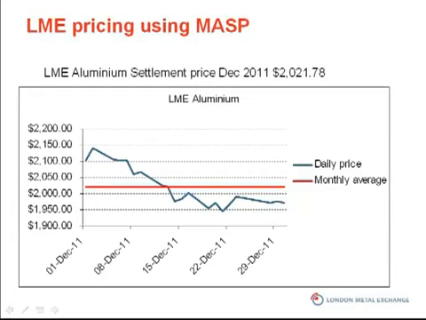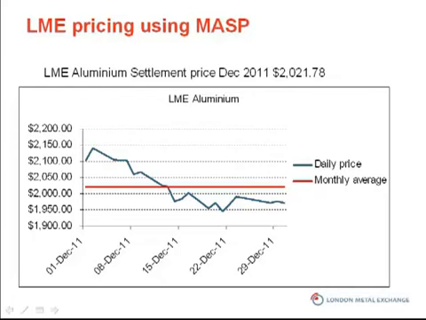Well, as we can see from this graph, using an average price smooths out any spikes and dips in the market. Now, these prices might not truly reflect the current supply and demand and would usually be rectified within a day or two. So it makes sense to price metal on the monthly average, as we can see from this aluminium graph for December 2011.